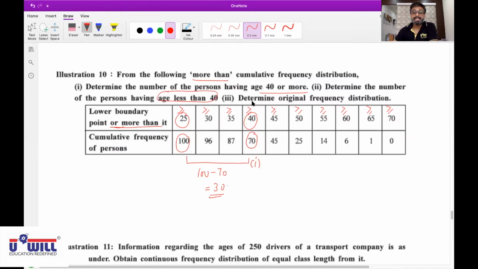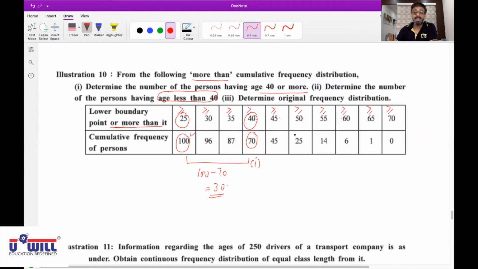And last is determine original frequency distribution. Now what is the shortcut I told you? Subtract from highest CFI. So here you will subtract from 100. First of all, how will you write the classes? 25 to 30, 30 to 35, 35 to 40, 40 to 45, 45 to 50, 50 to 55, 55 to 60, 60 to 65 and 65 to 70.